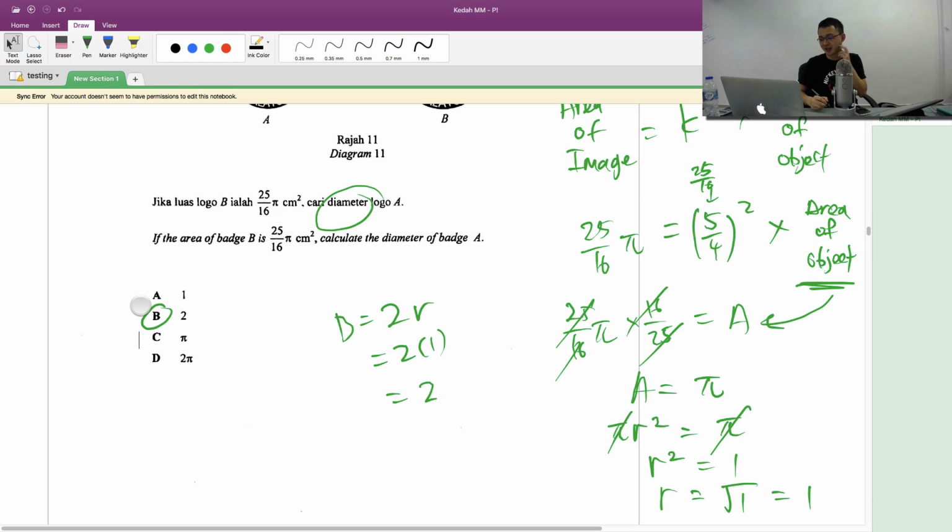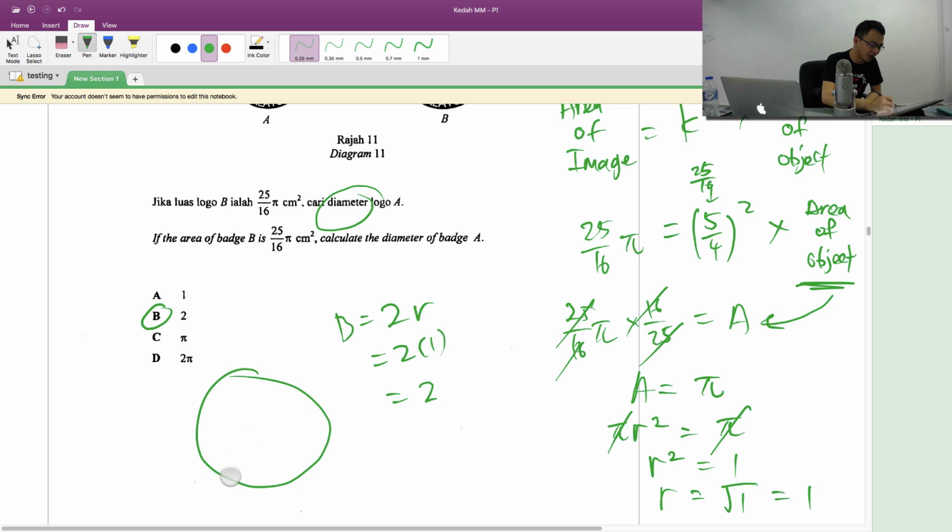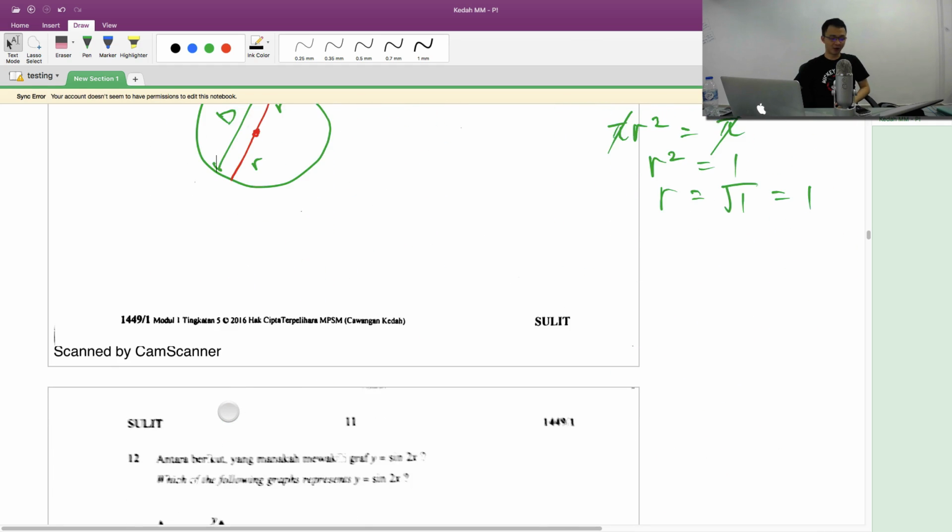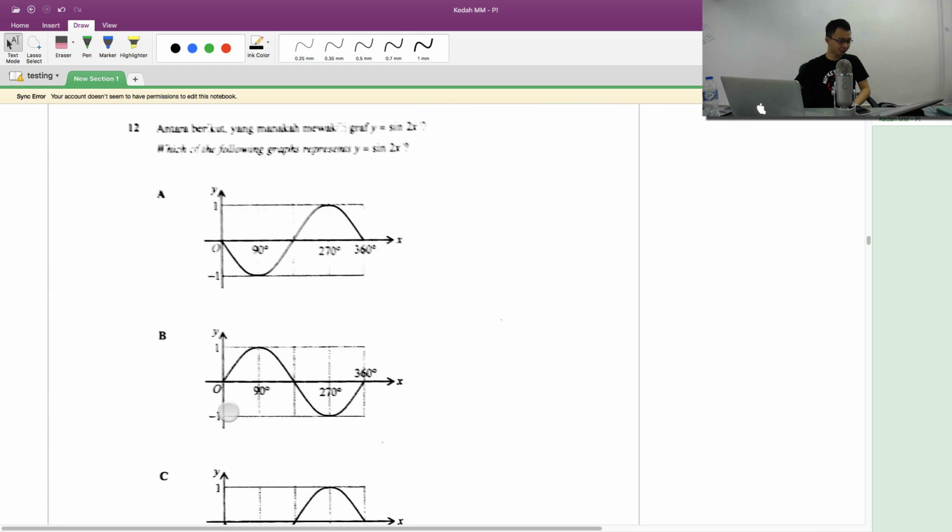Alright, this is how we find the diameter. Just in case you do not know what diameter is, you can sketch out the circle. The diameter is one line passing through the center point. From center point to the circle is r, from center point to the circle is r. So diameter itself equals double of radius. Alright, I hope you understand. And I will move on to question 12.